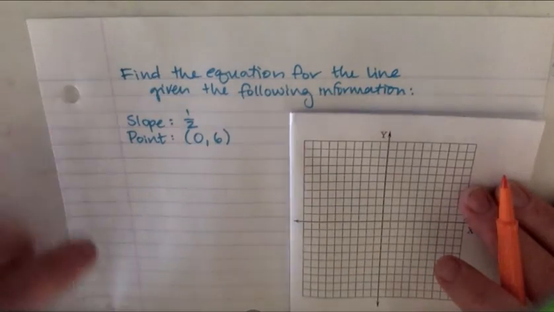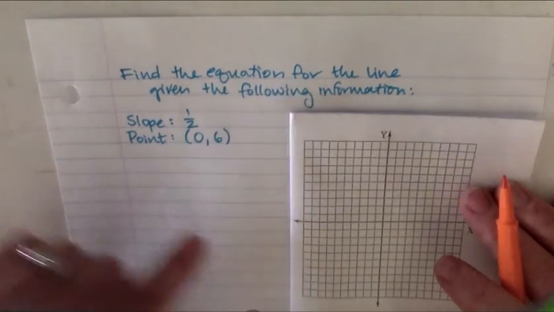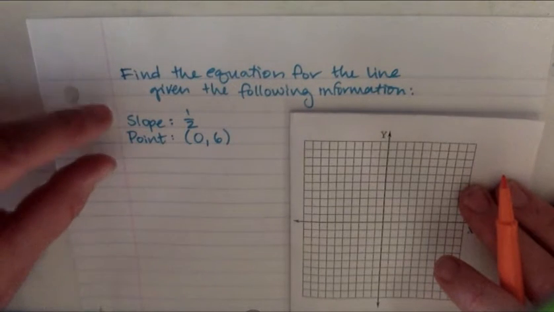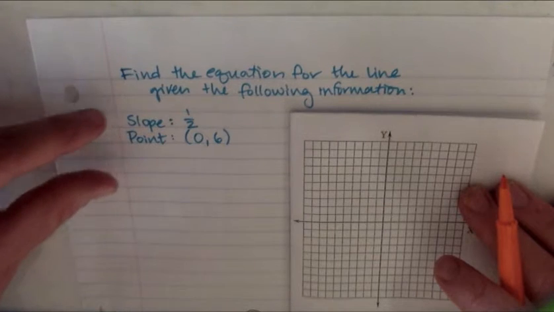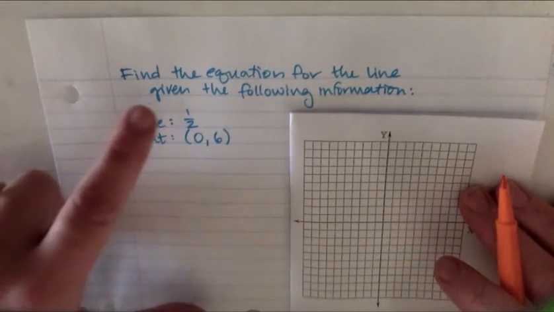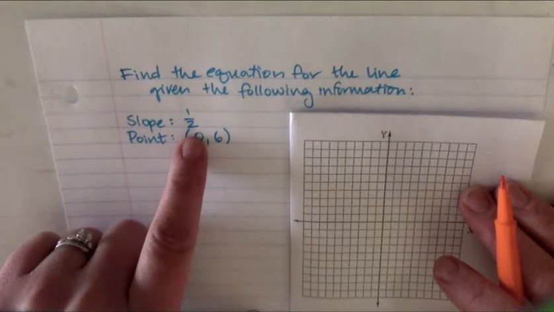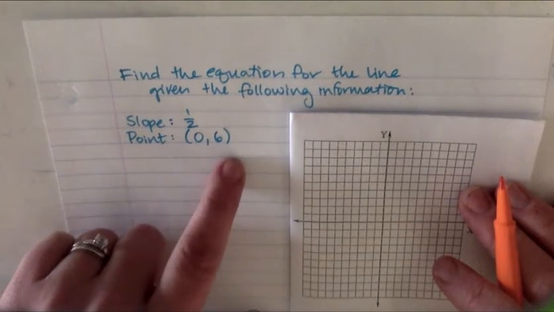What we are going to be doing is finding an equation for a line given certain information. It's important when we look at this information that we dissect exactly what that information is. So, finding an equation for the line given the following information. We have a slope of 1/2 and a point of (0, 6).